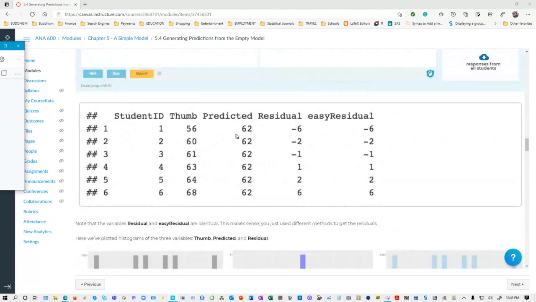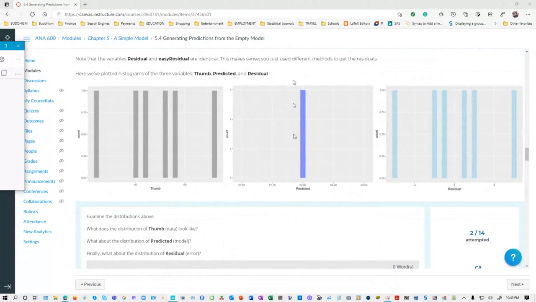60 times. 62 has happened 6 times. 1, 2, 3, 4, 5, 6. See? That's the frequency. When you draw the histogram, on the y-axis you have the frequency, and on this side you have the variable. This is the variable.